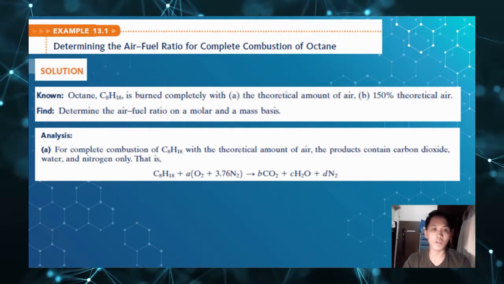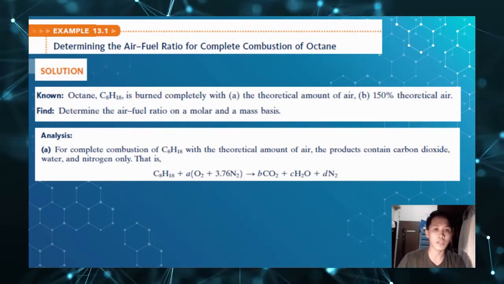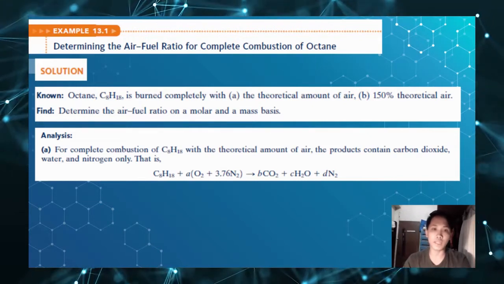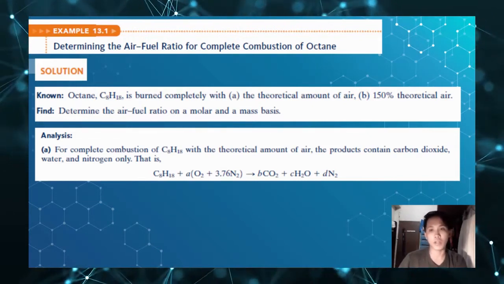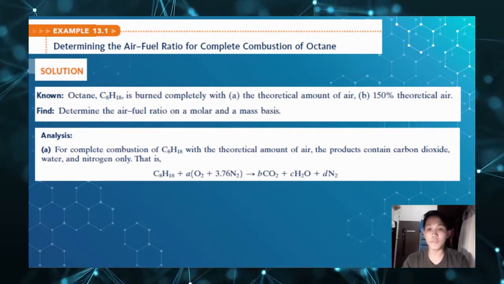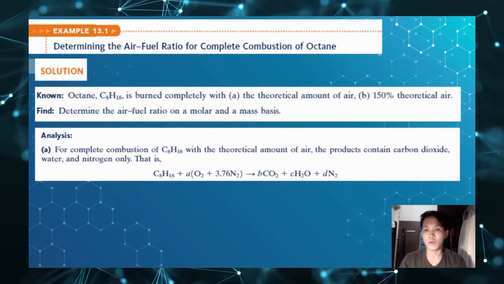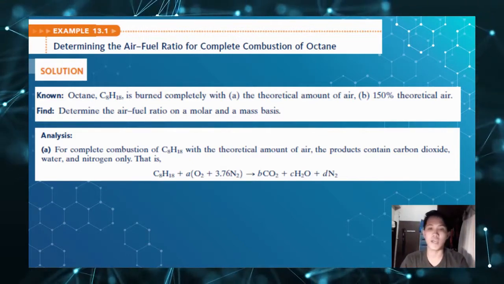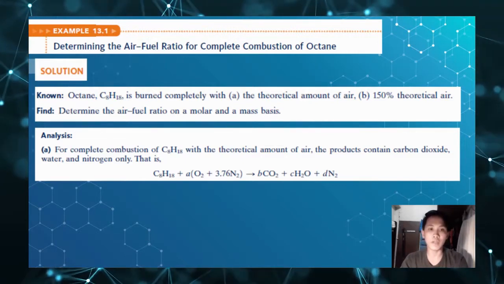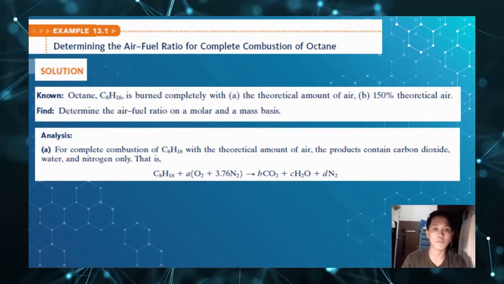Now, since we know that octane with a chemical formula of C8H18 is burned completely with a theoretical amount of air and 150% of theoretical air, we know that 50% of it is excess air. So we will determine the air-fuel ratio on a molar and a mass basis.